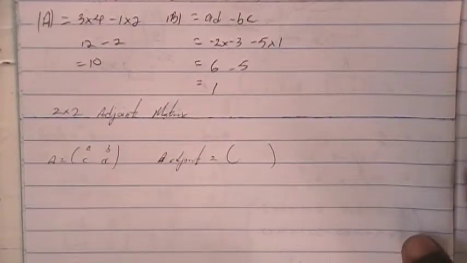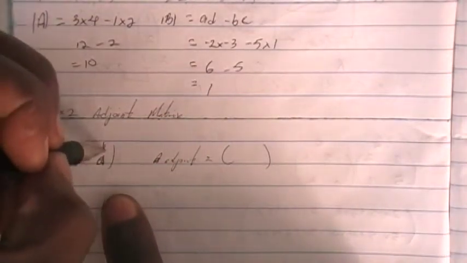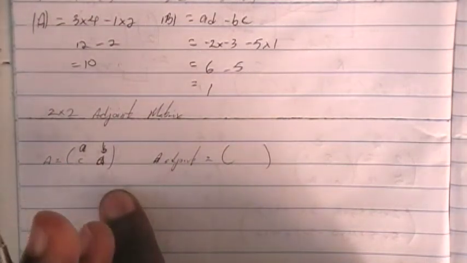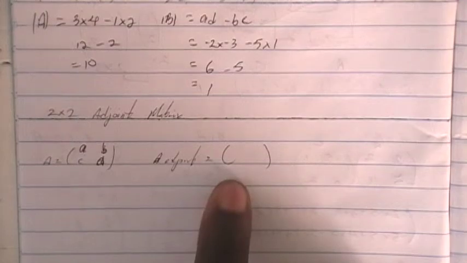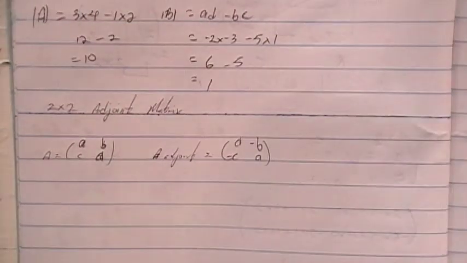Let's deal with adjoint. And this is important, the adjoint of a 2 by 2 matrix. You have to switch the elements of the leading diagonal, so you have A and D here, and change the sign of the elements in the non-leading diagonal. We're going to find the adjoint for these matrices up here just now. So the adjoint of this matrix A will be D, A, and minus C and minus B. We switch the position of the elements in the leading diagonal and we change the sign of the elements in the non-leading diagonal.